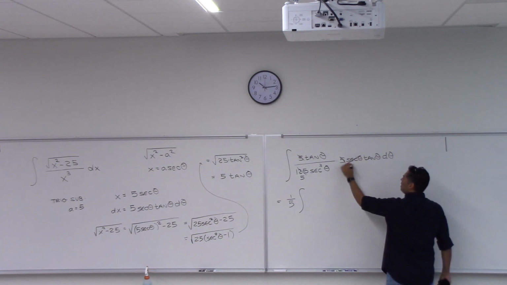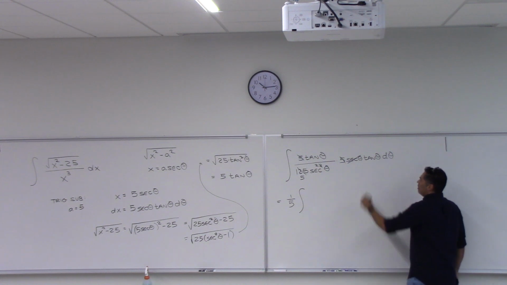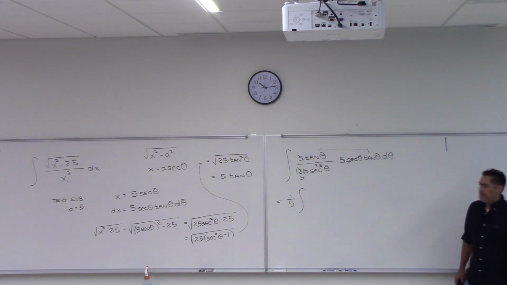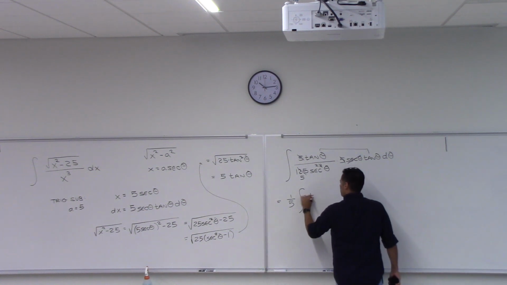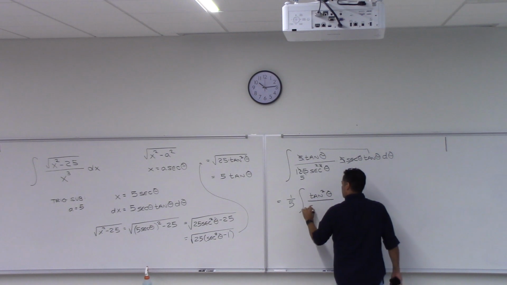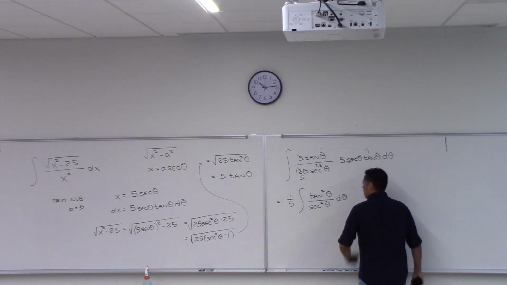I've got one of these secants goes away with one of those, so that's going to become squared. Also, I have on top tangent times tangent, tangent squared. So my numerator is tangent squared theta. My denominator is secant squared theta, d theta.